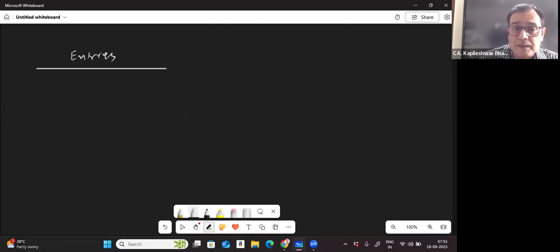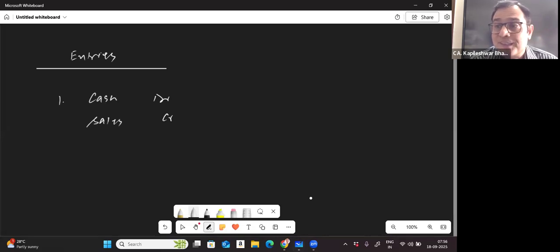As I give you the entries, let's see if you can tell me, looking at the entry, what the transaction is. So far, we have been looking at a transaction and then the entry. I want to start looking the other way around. So let's say I give you the entry: cash debit, sales credit. Would you like to tell me what transaction this represents?